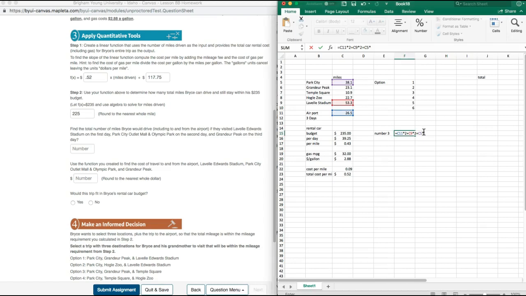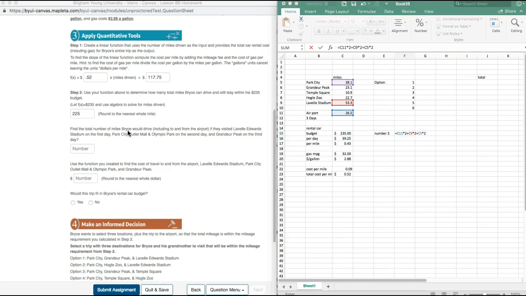So, because there's no way of knowing how far it is from Park City. Oh, we're on this one. Park City Mall Outlet and Olympic Park on the second day. You can't specify. We're going to have to go back to Grandma's house. So we're going to do Park City Mall. And just double check my numbers here.